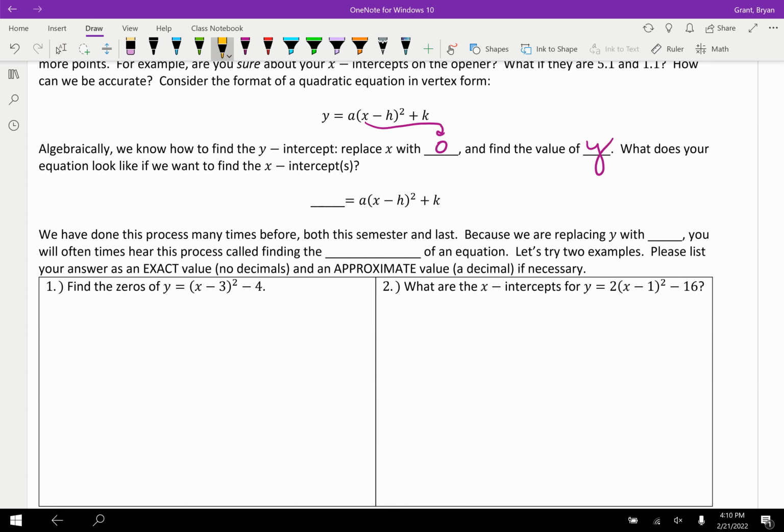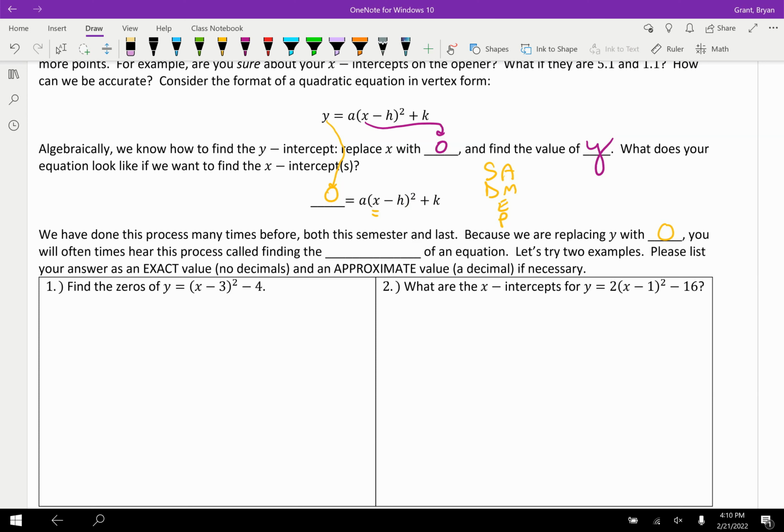But we don't replace x with 0. Now we replace y with 0. Once we replace y with 0, our goal here is to find the x. And so to find the x, you're of course going to follow SADMAP, which is exactly what we did in our last lesson, 7.5, right? That's where we have to undo a square with a square root, and there's 2 answers, right? This kind of all fits together really, really well.